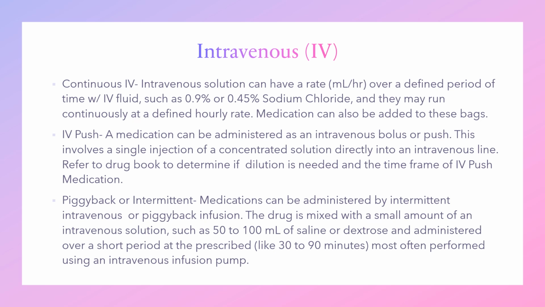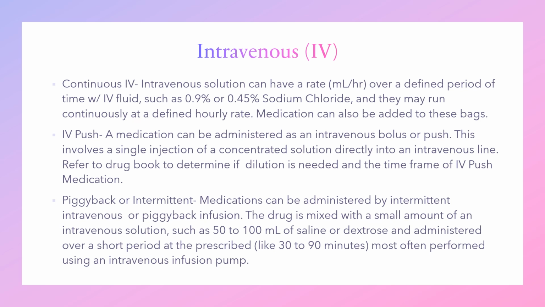Then you can have IV push. So IV push can be administered directly into the hep lock or saline lock. This involves a single injection of a concentrated solution directly into the venous line. You will refer to your drug book to determine if the medication being pushed must be diluted. Sometimes dilution is necessary, other times it's not, and the time frame in which the IV medication must be pushed will be determined according to the medication and what you have found in your medication drug book.